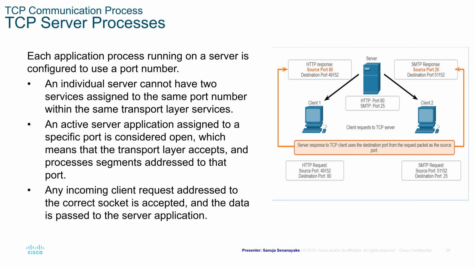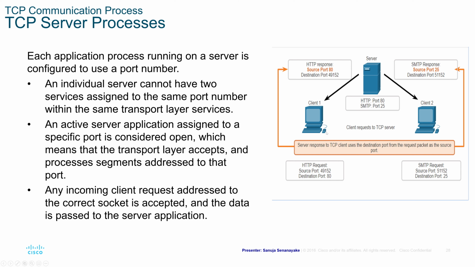An active server application assigned to a specific port is considered open, which means that the transport layer accepts and processes segments addressed to that port. Any incoming client request addressed to the correct socket is accepted, and the data is passed to the server application. So these are very important concepts. On the right hand side, that's what they are trying to explain here.